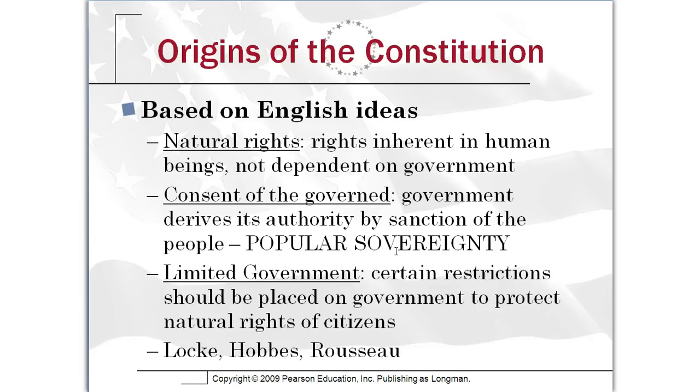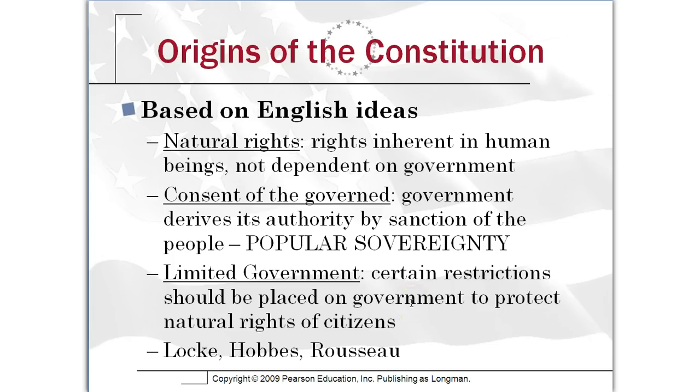They felt like they weren't having a say in their taxation, and that was a violation of their natural rights. The last one is limited government. Limited government says that there should be certain restrictions placed on the government to protect the natural rights of citizens, that the government can't just go and make any law it wants or take any action it wants.